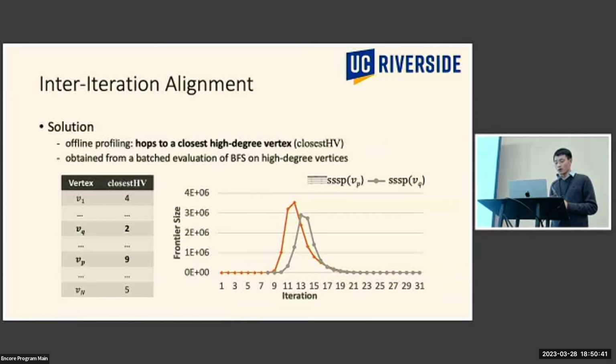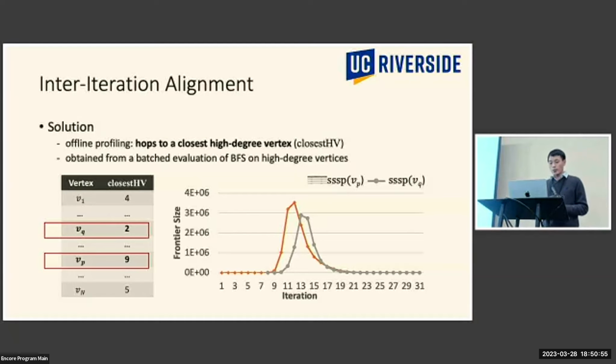In this example, we can find that it takes at least 2 hops from VQ to reach the closest high-degree vertex, and it takes at least 9 hops for VP to reach the closest high-degree vertex. Correspondingly, for the two queries, we will delay the query starting from VQ by 7 iterations. In this way, their heavy iterations would be better aligned.